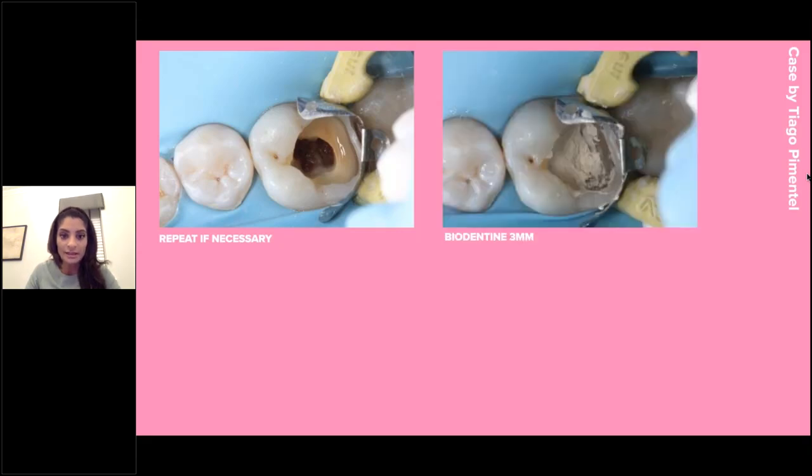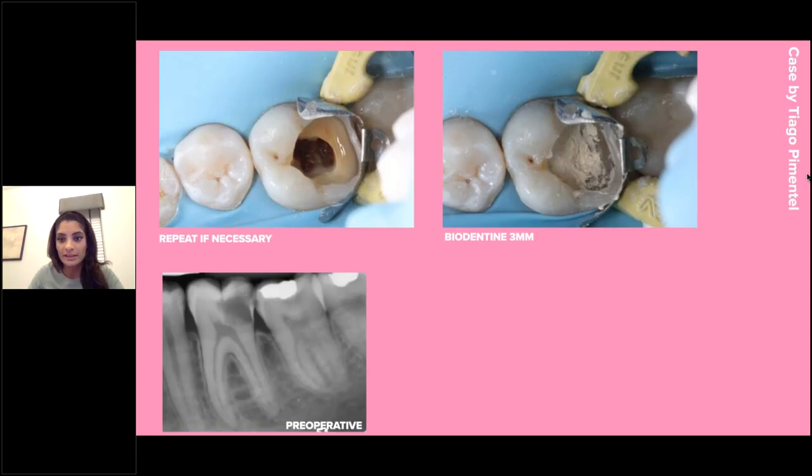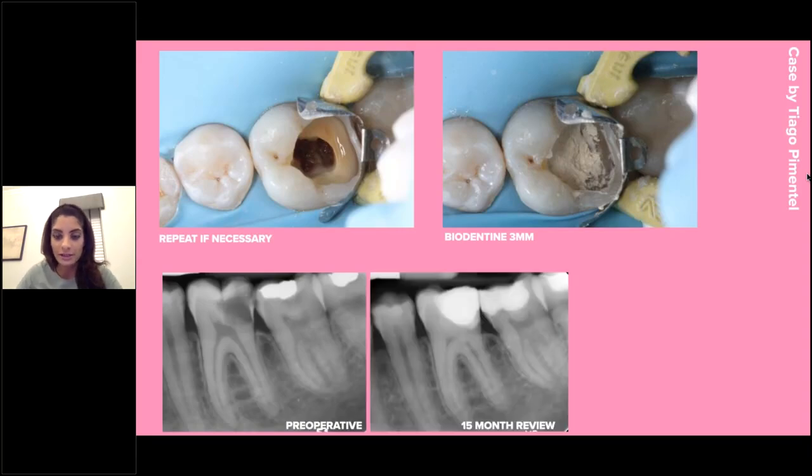So once that's been done, they put a 3 mm thick layer of Biodentine over the pulp, and then restore the tooth with a resin-modified GIC on top of that and a composite restoration.